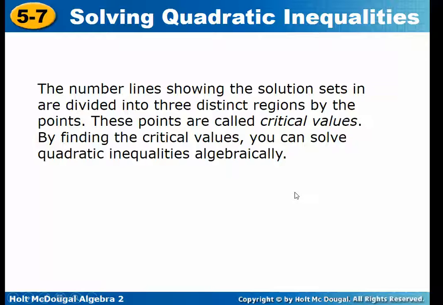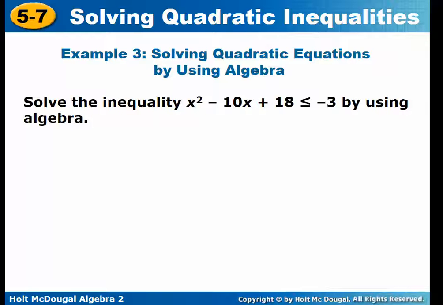These are called critical values. The 3 and the 6 that we just found, those are critical values. That's where either less than or greater than is going to either work or not work at those points. And by finding those, we can solve algebraically. So here's how we solve a quadratic inequality by using algebra instead of graphing.